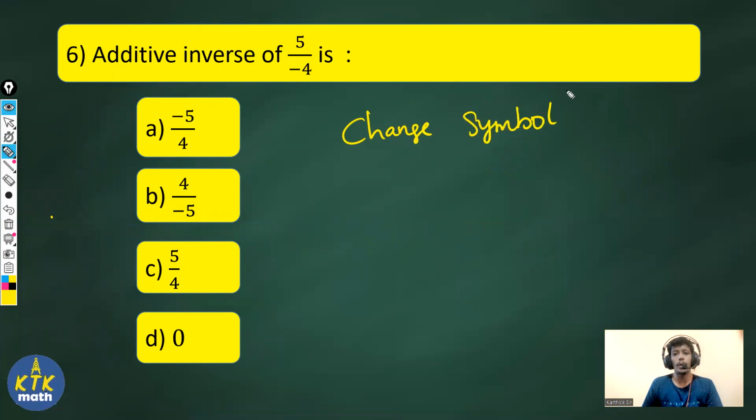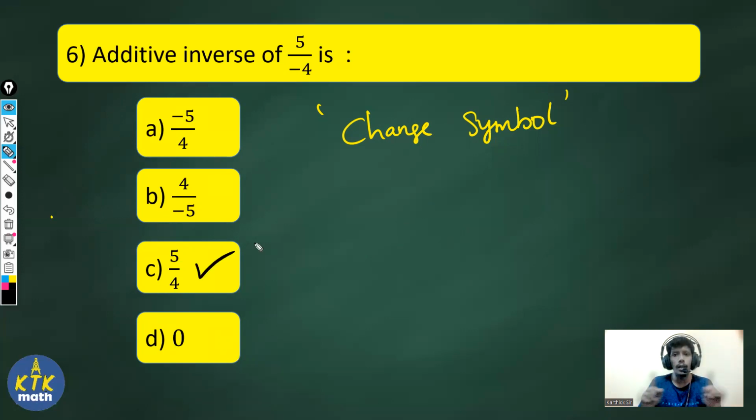Okay, change the symbol. No need to change the number, you just change the symbol. If your number is positive, change it to negative. Negative means change it to positive. Now the given number is 5 by minus 4, which is a negative rational number. So your correct answer is positive.